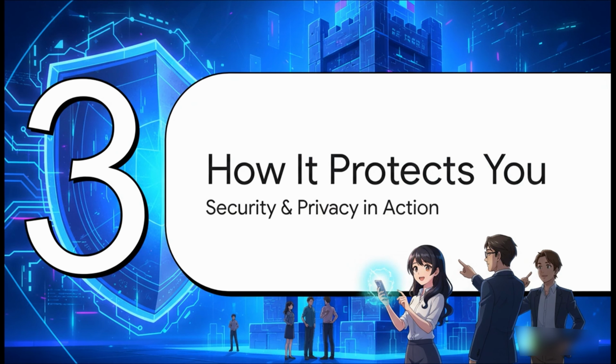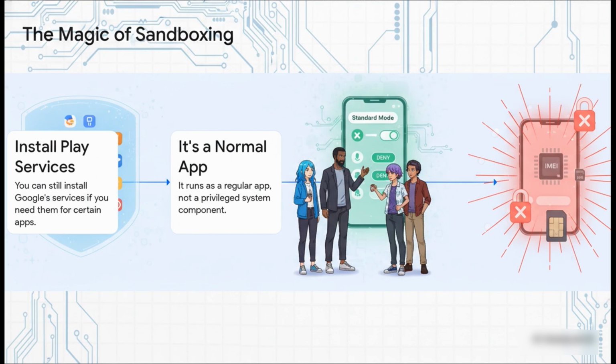Now for the really cool part. Let's break down the mechanics of how GrapheneOS actually keeps you safe in ways your standard phone just can't. This right here is the magic trick. It's called sandboxing. If you need Google services for an app to work, fine, you can install them. But they run as a completely normal app, not some all-powerful system process. What does that mean? It means you are in charge. You grant or deny every single permission, just like you would for a game or any other app. And, this is critical, it's blocked from getting any of your phone's permanent hardware IDs, like the IMEI. You are in total, absolute control.